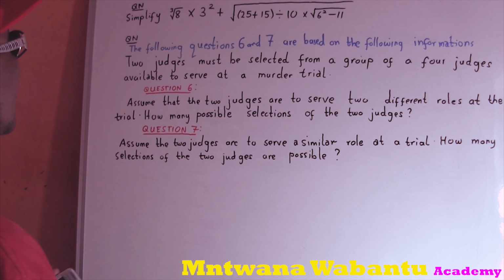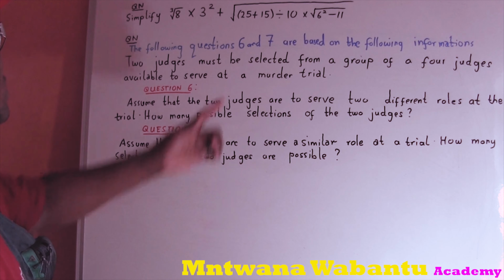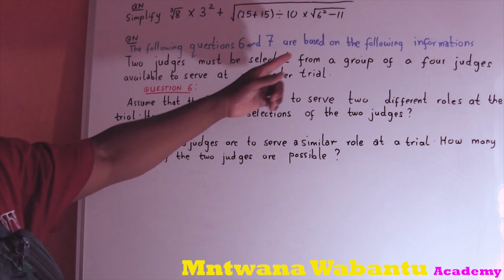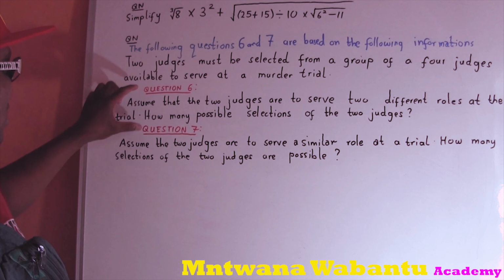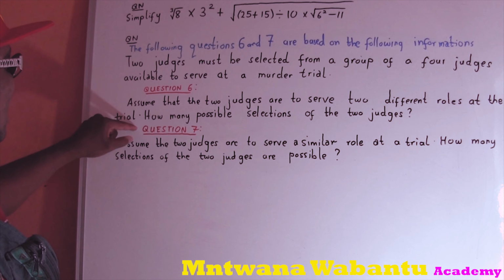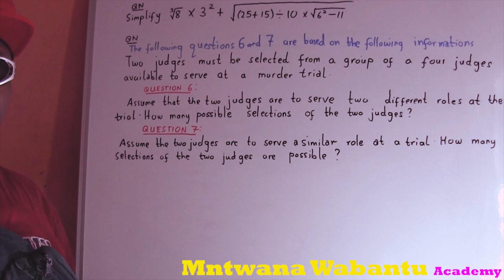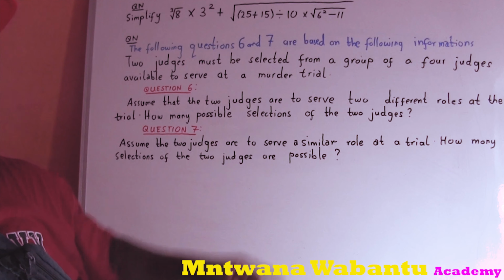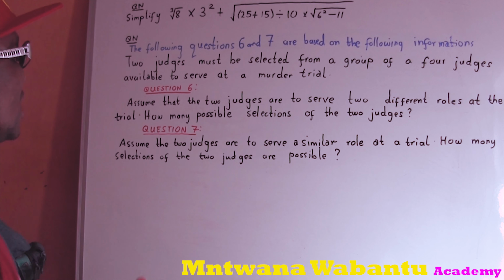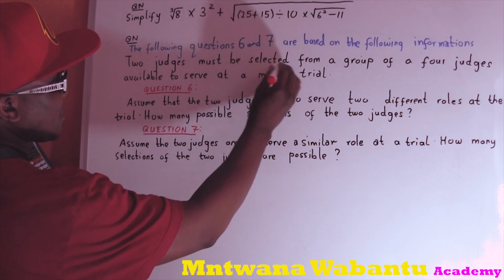For question number 2, they say the following: questions 6 and 7 are based on the following information. It means these questions are based on this information here, for me to answer questions 6 and 7. 2 judges must be selected from a group of 4 judges. So 2 judges must be selected.